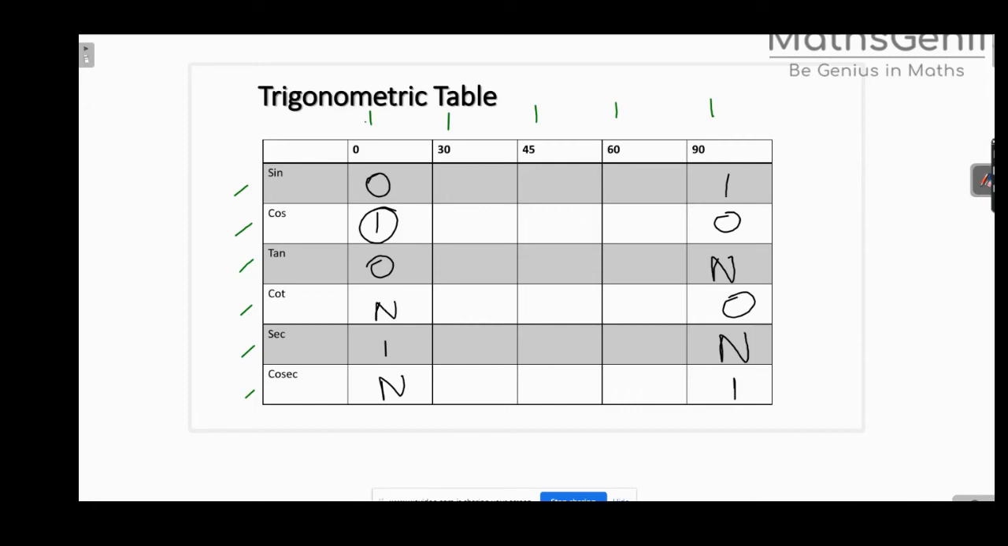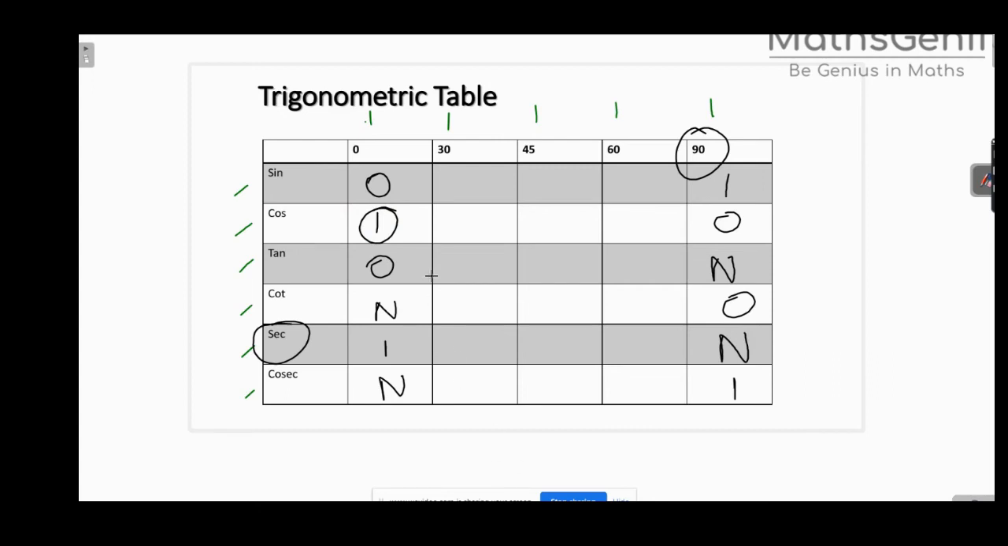So how do you read this table? Suppose someone asks you what is the value of sec 90? Sec 90. How will you do it? Sec 90, which is not defined. If someone asks you the value of cos 0, cos 0 value is 1. This is how you read the table.